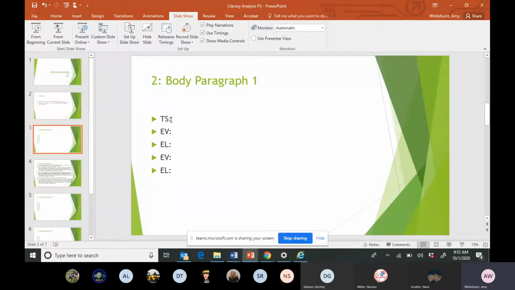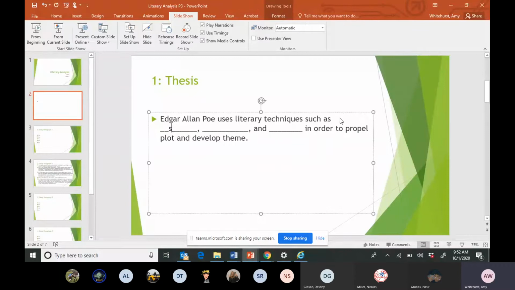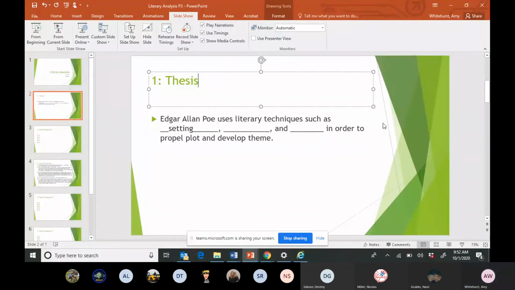I'm going to use the literary technique of setting. Remember that these 3 literary techniques come directly from your literary analysis planning with the 6 boxes. You're choosing 3 of them. So the first one that we're going to be doing together is setting. So if you don't have setting in your thesis now, I would go ahead and swap whichever one you would like for setting. I'm assuming a lot of you probably picked setting, but if not, you can go ahead and swap it.